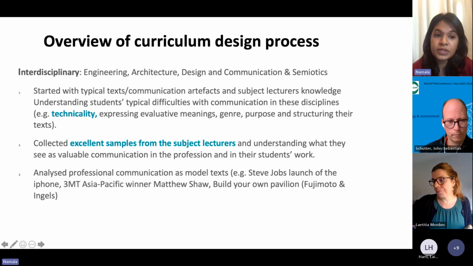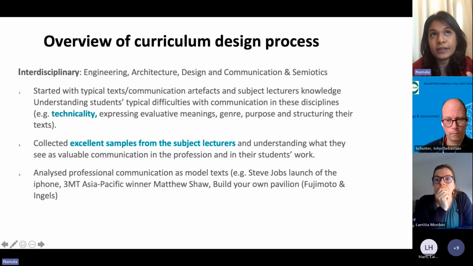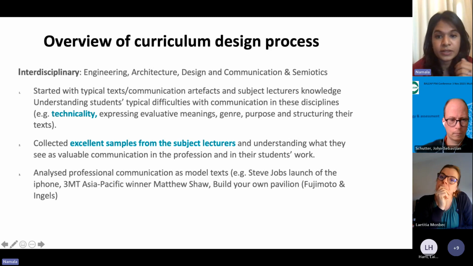So just to give you an example, technicality was a big issue that turned up, particularly in a discipline like engineering, where students are very used to talking to people within their specialization. So lecturers wanted the students to be able to speak outside of their discipline to audiences who weren't experts in engineering. And to do this in a way that was engaging. There was a lot of discussion about things like how can students win grants, startup money, etc. at the end of their degrees. So it was about giving them the tools to do that.